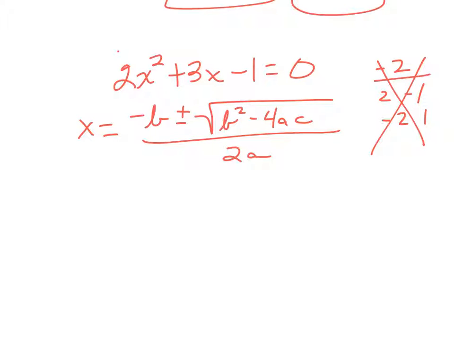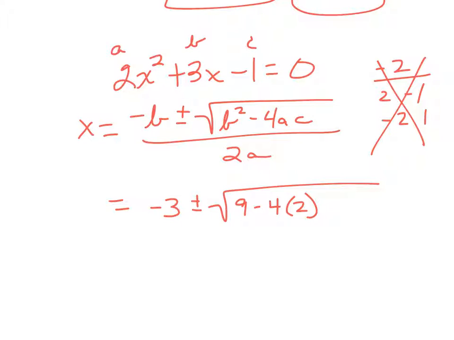Okay, so in this case the a is 2, the b is 3, and the c is negative 1. So let's plug in. So negative b will be negative 3 plus or minus the square root of b squared will be 3 squared, or 9, minus 4 times a is 2, and c is negative 1. All over 2a would be 2 times 2.